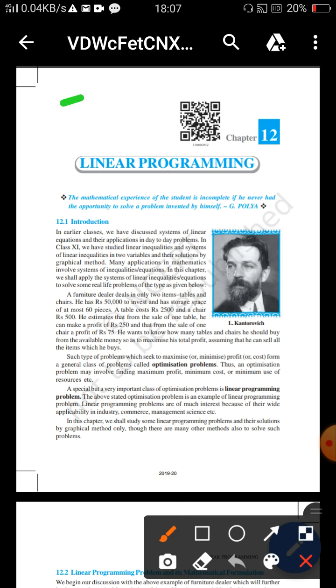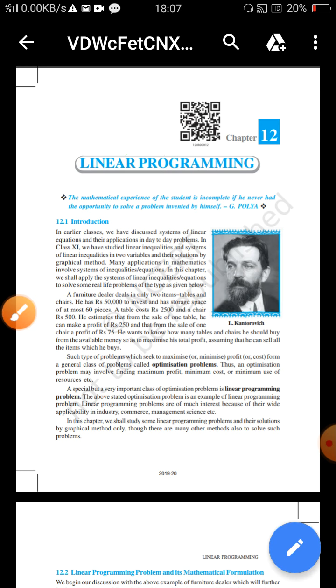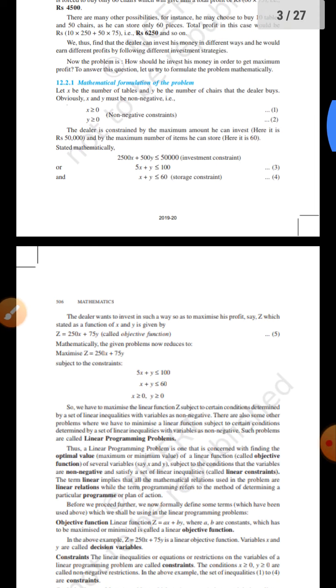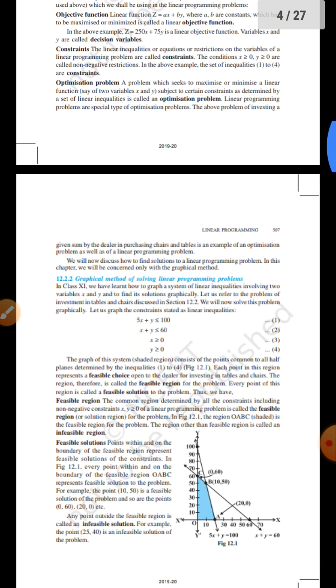This chapter consists of 5 marks. A 5 mark graph question is asked from this chapter. So today we are going to discuss that chapter, that 5 mark question only. Come on, let's move on to our exercise.